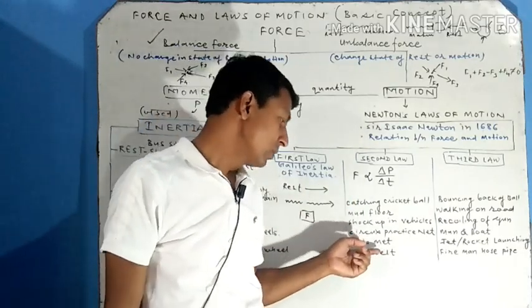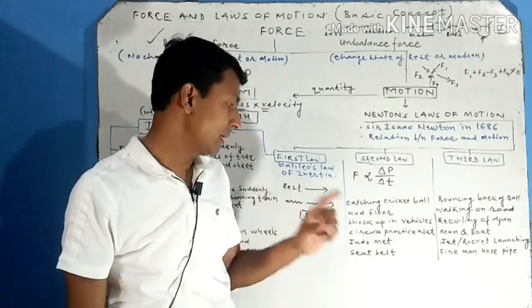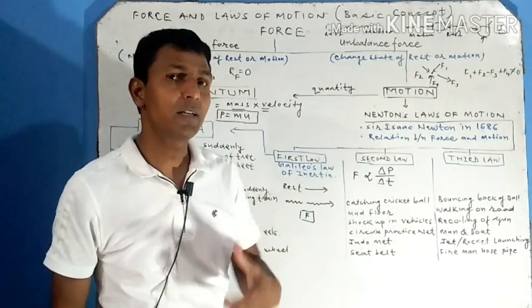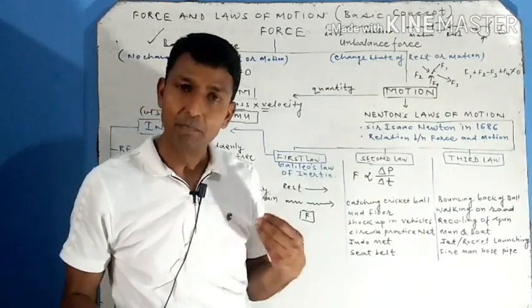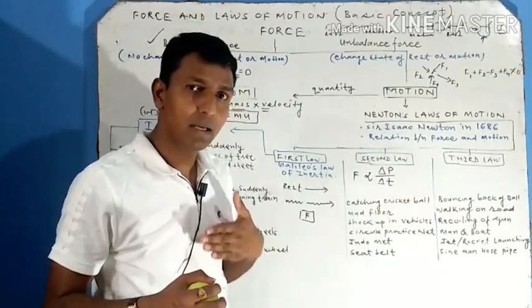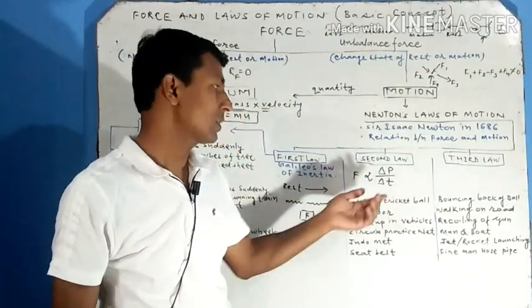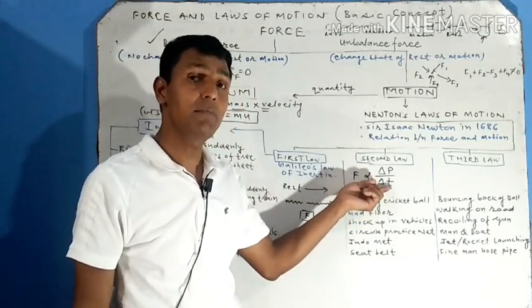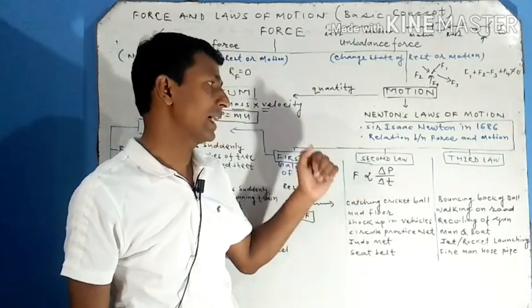In the same way, you can see cushions are provided for judo players, and the seat belts are a little bit flexible. During any jerk in bad road conditions, what happens actually is your body moves a little bit forward and backward. To bear that force, the time increases, and when the time increases, your force decreases. So this is the example of the second law of motion.